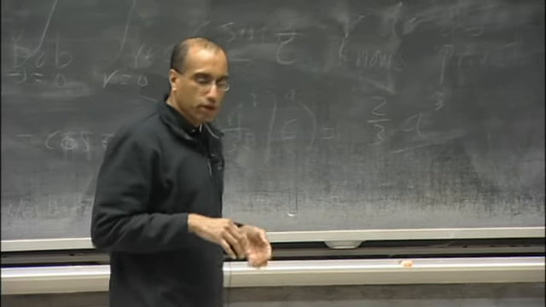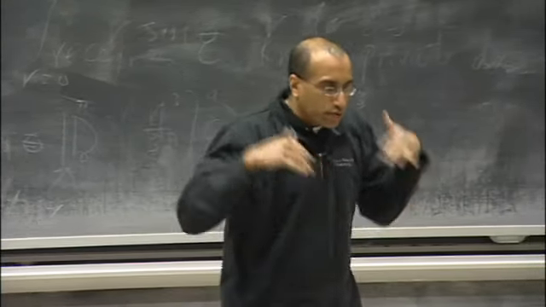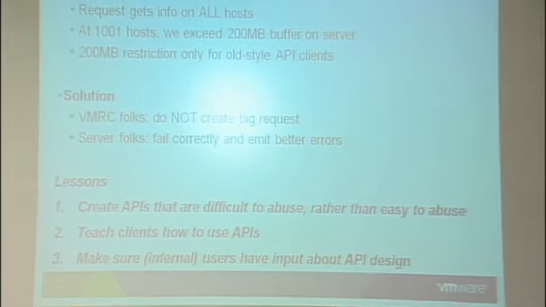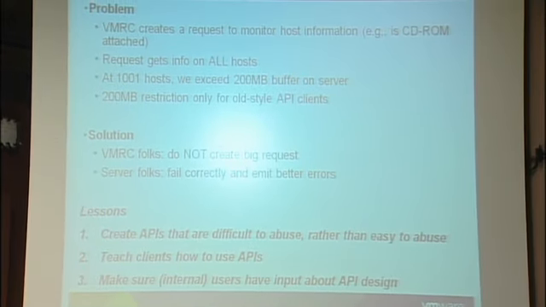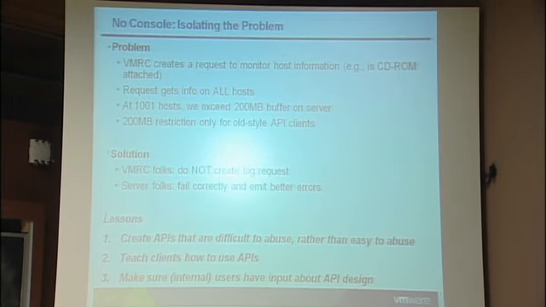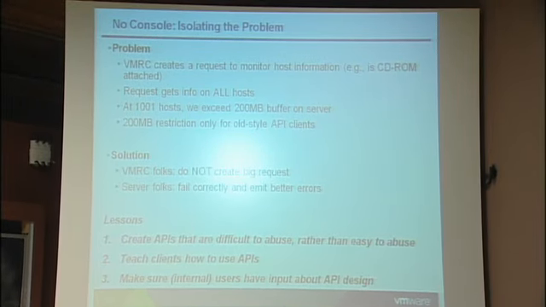So the lesson that I took away from this is, if you're going to create an API, make it very difficult to abuse and very easy to use. Not the opposite. These poor VMRC folks, it's a 3-line piece of code to get information for every VM. It's 8 or 9 lines to get information for just that VM. But those 5 lines make a boatload of difference.